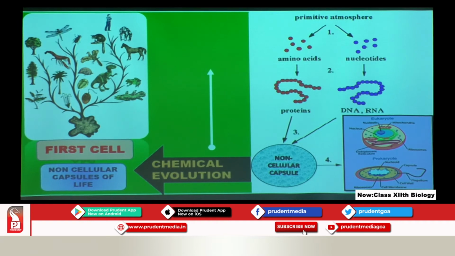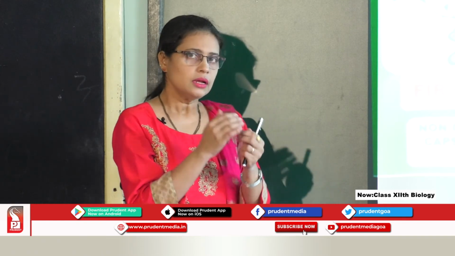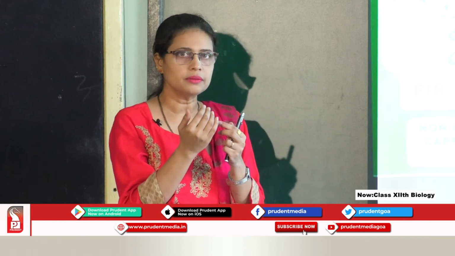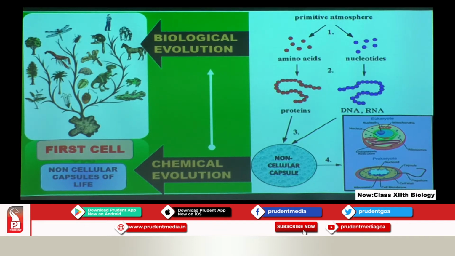And that cell, once formed, must have become multicellular. Many cells must have come together, and something like a multicellular structure must have been formed. Multicellular became tissue level. Tissue became organ level. Organ became organ system, more and more complexity. And what is actually happening when I am saying all this is biological evolution. So what happened on the primitive earth is chemical evolution. But what happened later is the biological evolution, because of which we have this entire biodiversity.